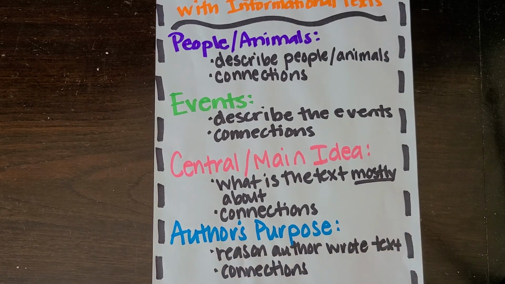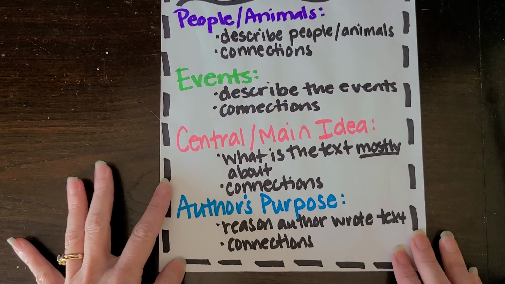Okay, and also you need to give me the central or the main idea. Remember, we talk about the pop-out sentence. You've got to find that sentence, and you've got to know that sentence is what that text is mostly about. And so you need to tell me what is the text mostly about, and then what connection can you make to that central idea. What thing that's happened in the world or that you've read about before, that you've experienced, that can help you make a connection to that central or main idea.